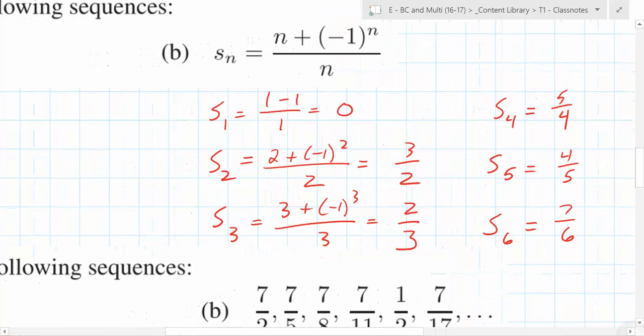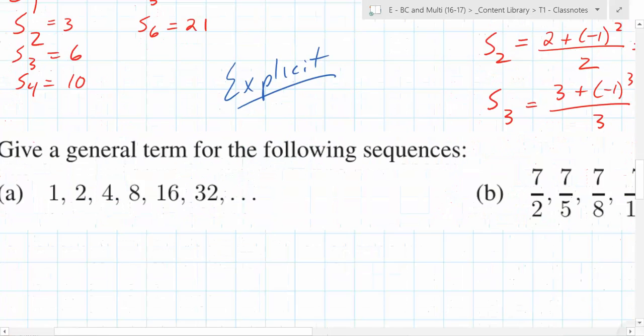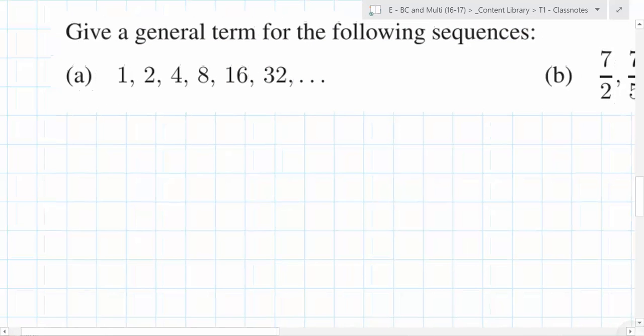What's it called? Anybody know? Begins with an E. Explicit. That's right. Explicit. Very useful. If you want the 10th term, you plug in 10. Excellent. So that was one direction, though. Let's go in the other direction.